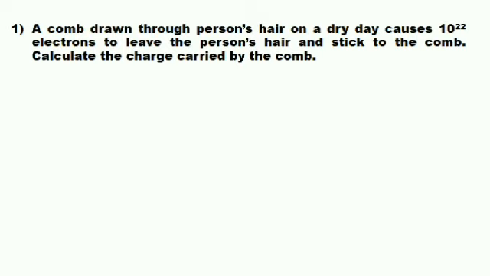So when we rub a comb over a person's hair, it loses 10 raised to 22 electrons from the hair, and these electrons stick to the comb. We need to find the charge carried by the comb. Here n is given, that is 10 raised to 22. Charge is unknown. We already know the value of e. So I hope you can find the answer using the equation Q is equal to ne. And the answer should be Q is equal to minus 1.6 into 10 raised to 3 coulomb. The minus belongs to the charge of the comb, as it accepts the electrons.